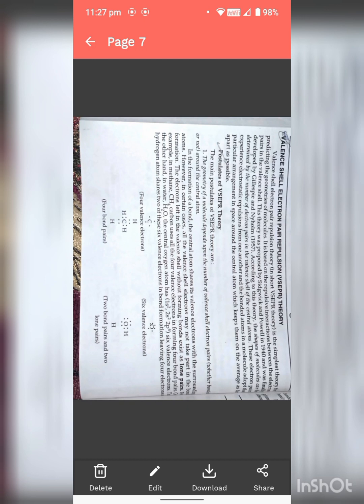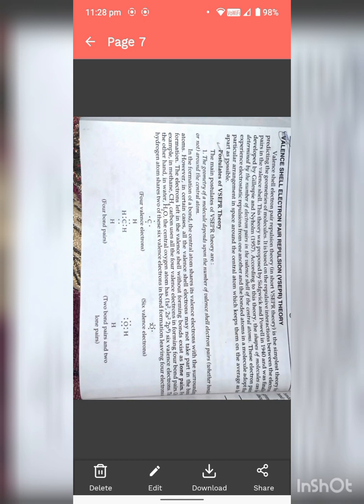Postulates of VSEPR theory. The main postulates of VSEPR theory are: the geometry of a molecule depends upon the number of valence shell electron pairs around the central atom. In the formation of a bond, the central atom shares its valence electrons with the surrounding atoms. However, in certain cases, all the valence shell electrons may not take part in bond formation. The electrons left in the valence shell without forming bonds exist as lone pairs.